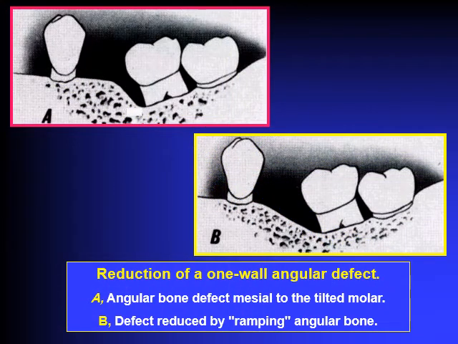See here, this is a treatment of a one-wall angular defect related to an edentulous area. In A, this is an angular bone defect mesial to the tilted molar, and in B, there is bone ramping of this wall. Ramping means sloping. So we make sloping or bone ramping, so the defect is reduced by this technique. This is an osteotomy or ostectomy technique.